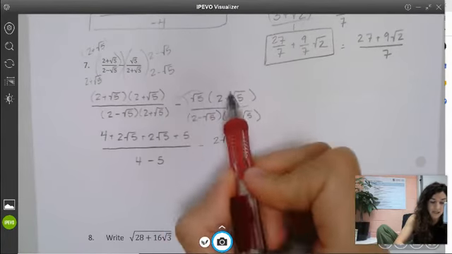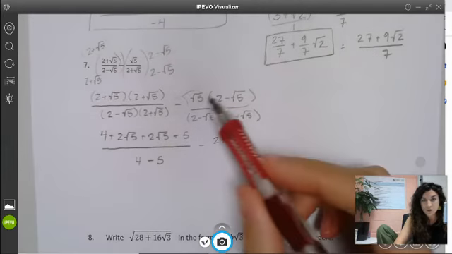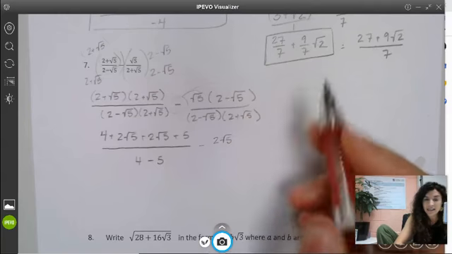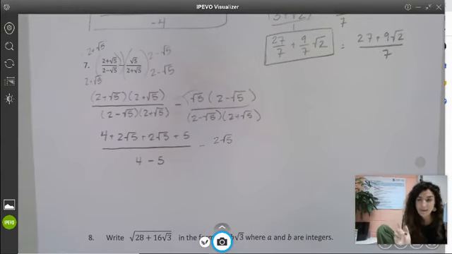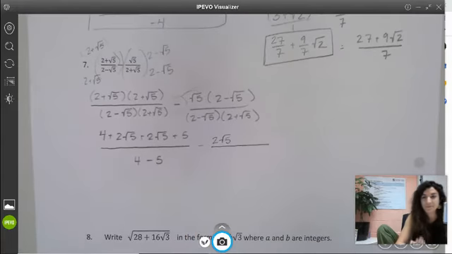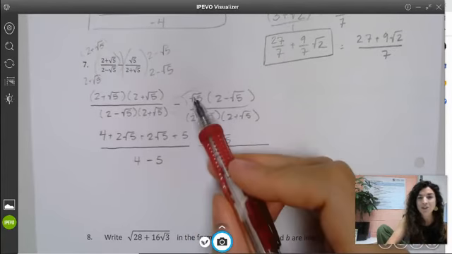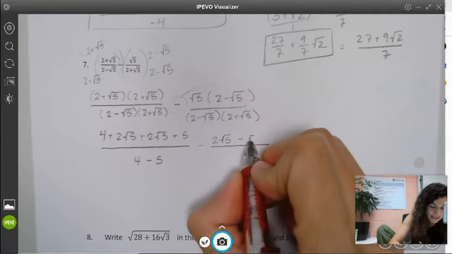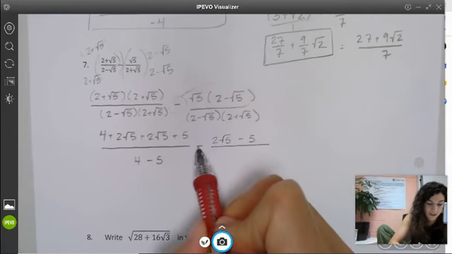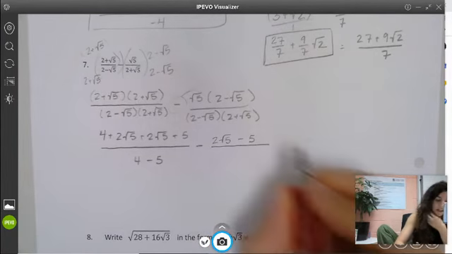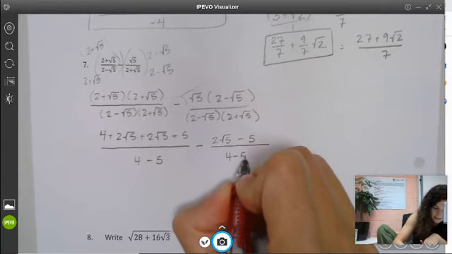Realize that this minus is being applied to both pieces, so it's negative square root of 5 being multiplied to this one. I changed my mind, so we're just going to distribute the square root of 5. That's just 2 square root of 5 and then minus 5. We'll remember that there's a subtraction still here, which needs to be distributed to both of the terms in the numerator. And then it's going to be 4 minus 5.